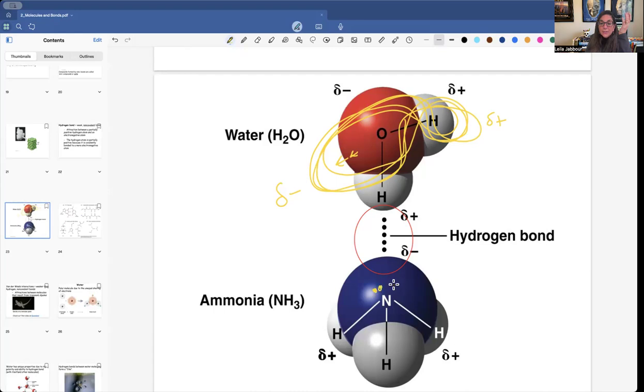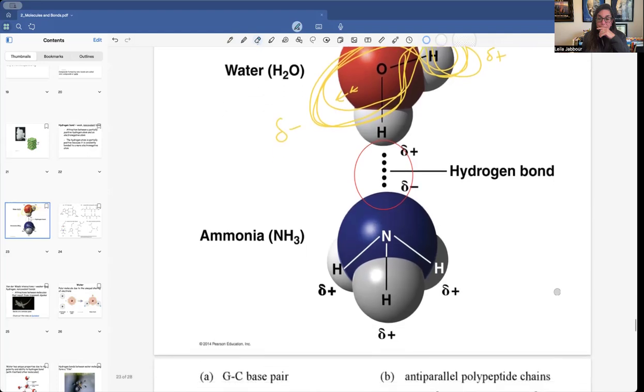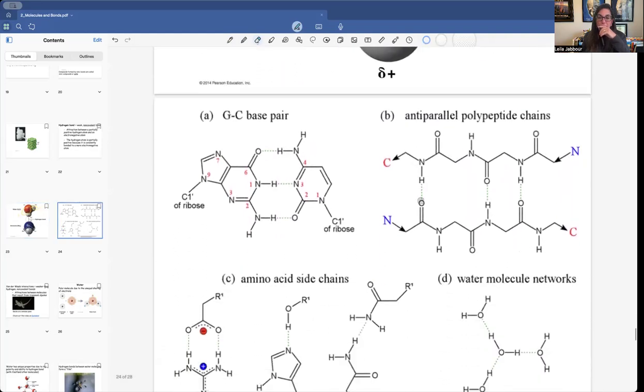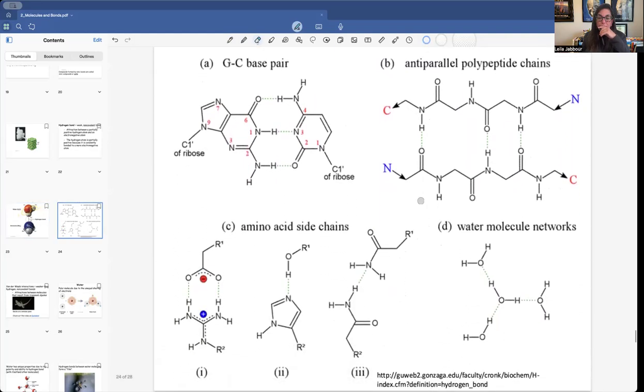ammonia has 1, 2, 3, 4, 5, 6, 7. I think I forgot the number, and I didn't draw that earlier, did I? I forgot the number of electrons. So try to do that one on your own, and then you can reach out if you have questions.